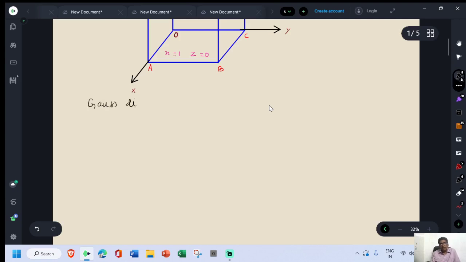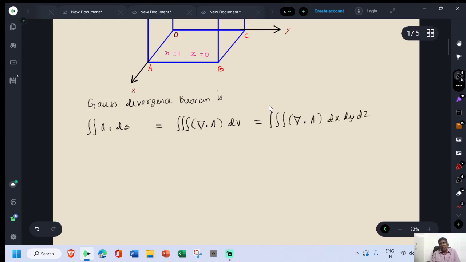Gauss divergence theorem is double integral of A dot ds equal to triple integral of del dot A into dv. This is triple integral of del dot A into dx dy dz.